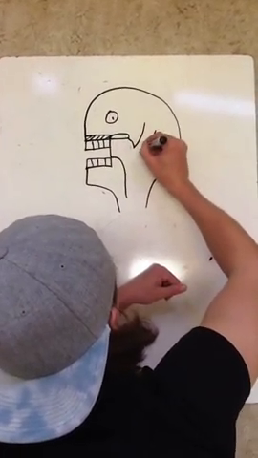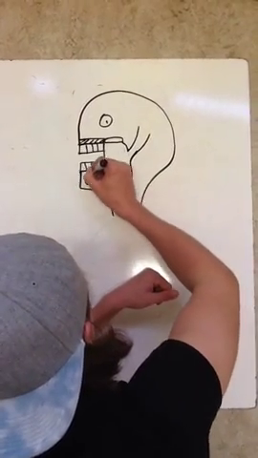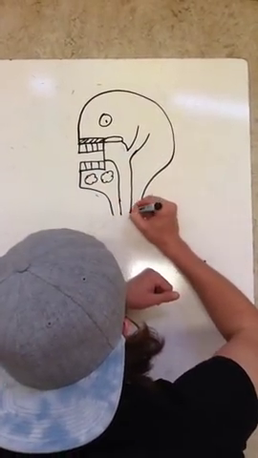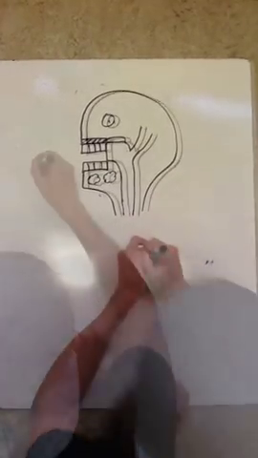Two of Jeb's salivary glands are located below his bottom teeth. The one in front is called the sublingual gland, and the one behind is called the submandibular gland.